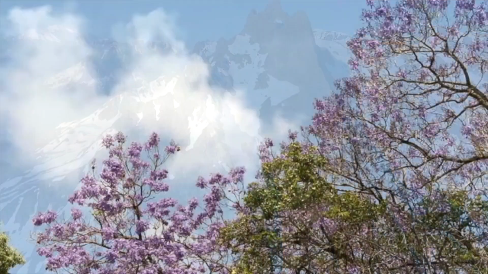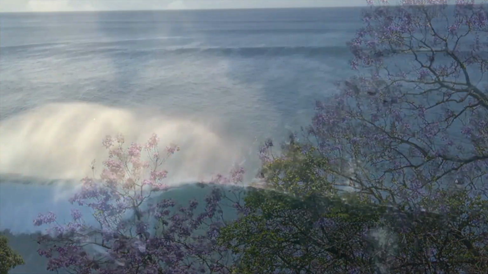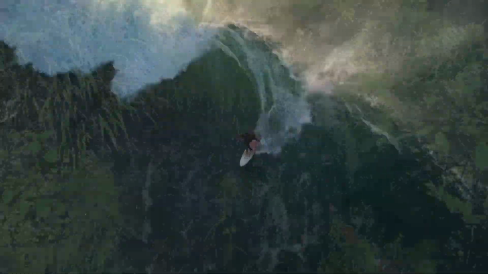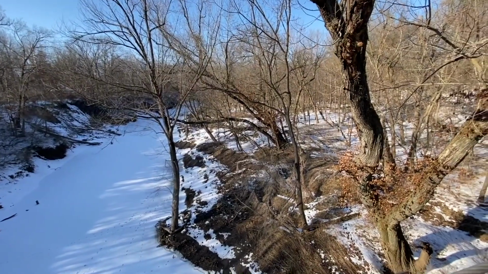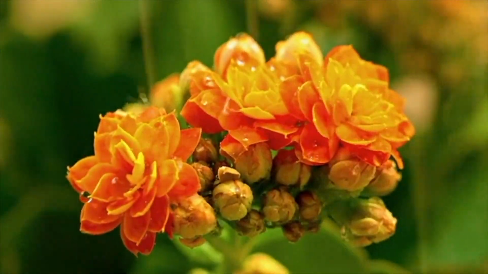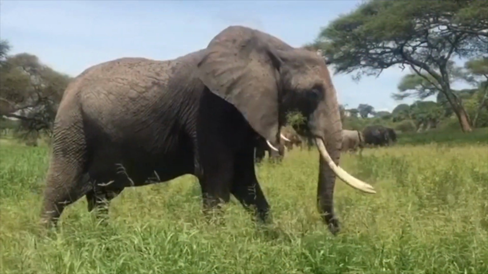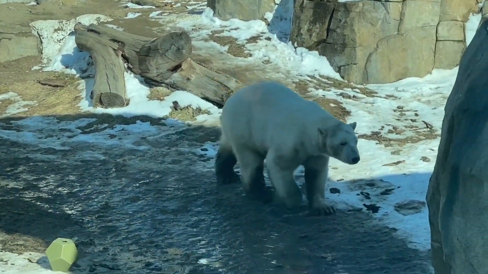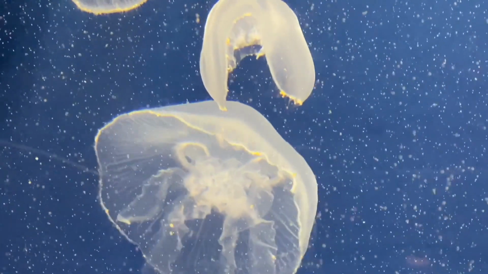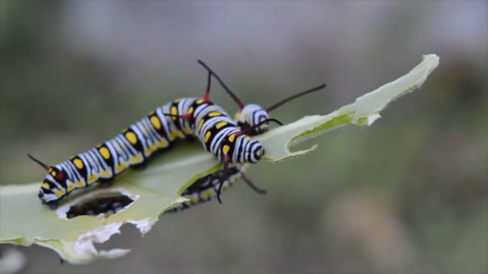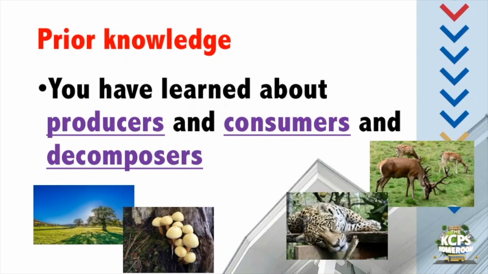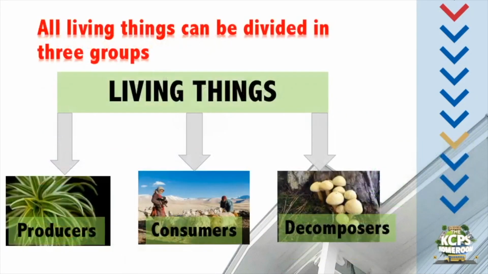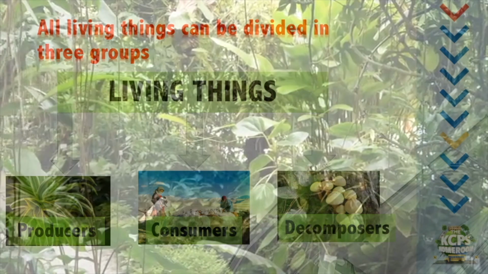Our planet is covered with living things from large organisms to very small. All living things have one thing in common: they cannot survive alone. You already know that all living things need energy to grow and survive. Energy gives us power to do different things. You have learned about producers and consumers and decomposers. So all living things can be divided into 3 groups.